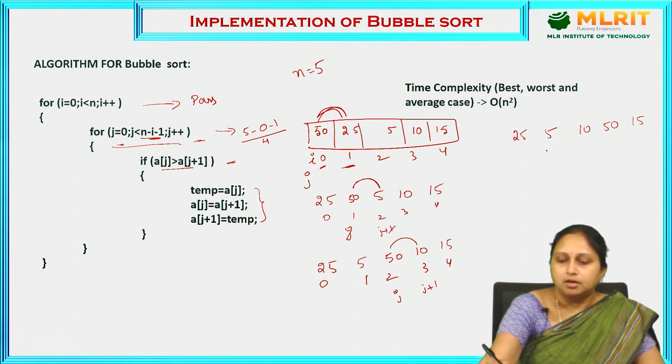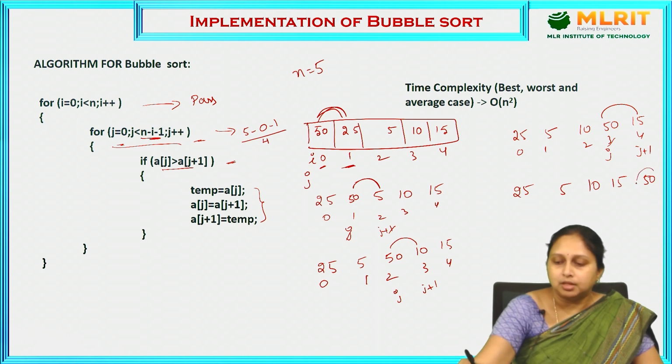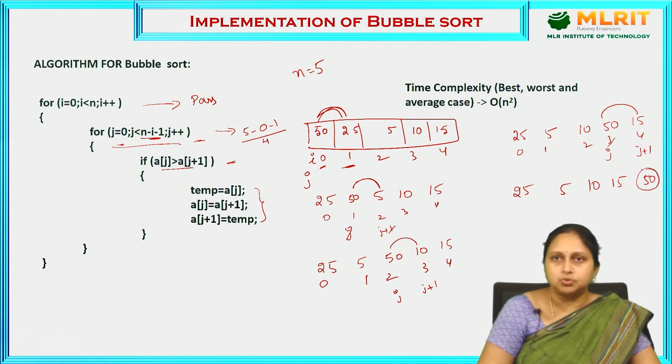Next. Now, this is 0, 1, 2, 3, 4. Now, j will be incremented. Now, j will be this one and j plus 1 will be this one. Compare these two and perform the swapping. Like this way, the largest element reaches the n minus 1 position.